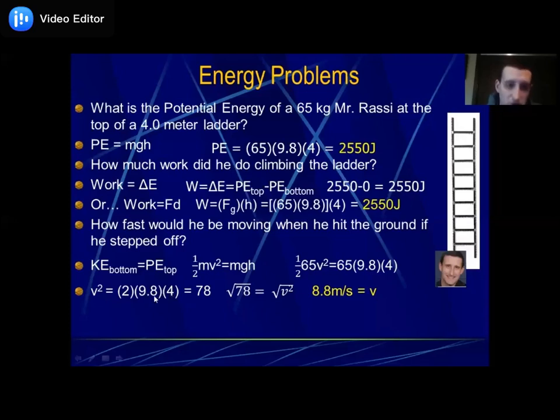So those three numbers multiply together to get 78. So then the square root of 78 equals the square root of v squared. So v equals 8.8 meters per second, which doesn't sound very fast, but you really don't want to hit the ground going that fast. I don't want to hit the ground going that fast. So here we had a problem broken down into a couple of steps, talking about potential, talking about the relationship between work and energy, and talking then about how potential gets converted into kinetic as you fall off the ladder.